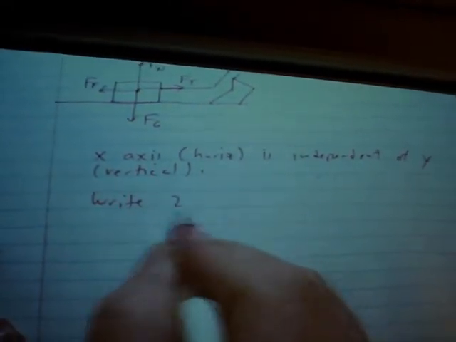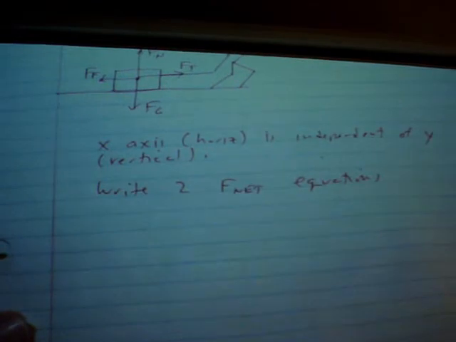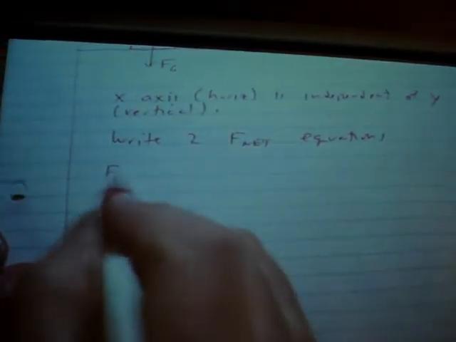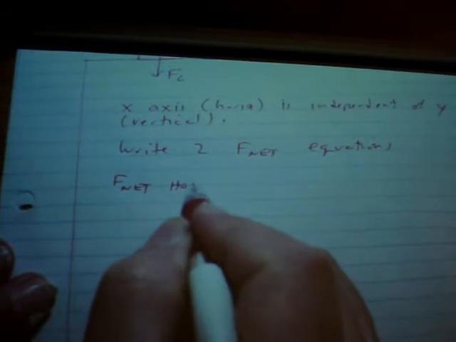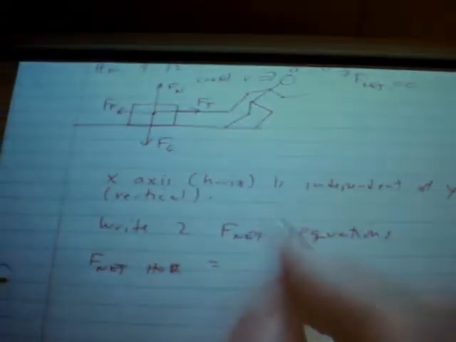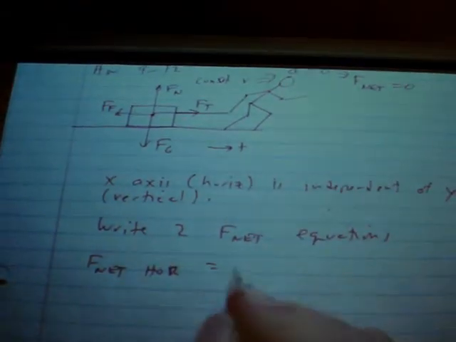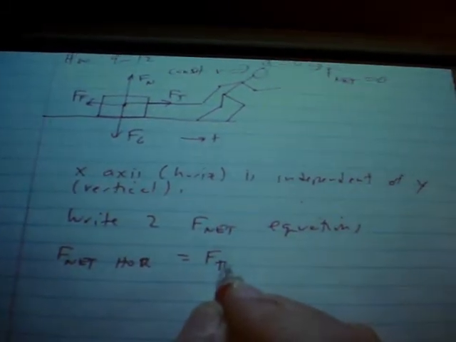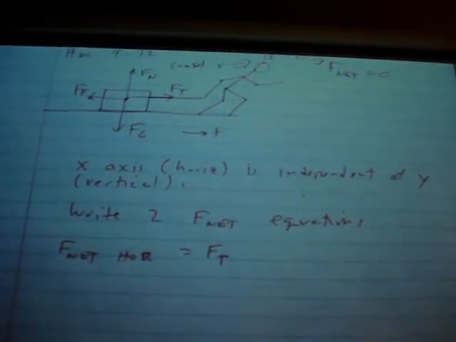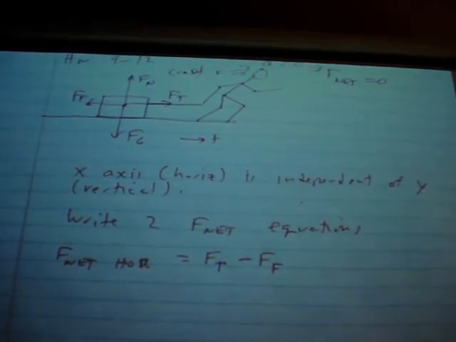Which means you can write two different F-net equations. So the one that's horizontal, F-net in the horizontal direction, or the x direction. What forces are acting horizontally in this? Tension and friction. If we pick this way as positive, because that's the way it's moving, then the tension would be positive, but the friction's pointing in the negative direction, right? So this is going to be negative friction force. Everybody follow why that's a negative?